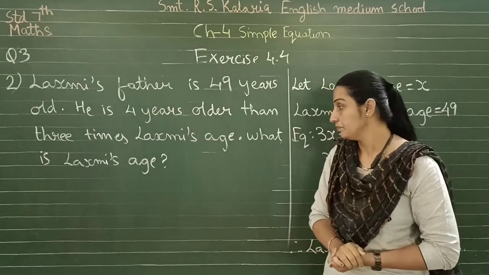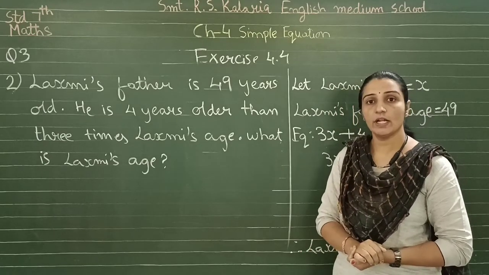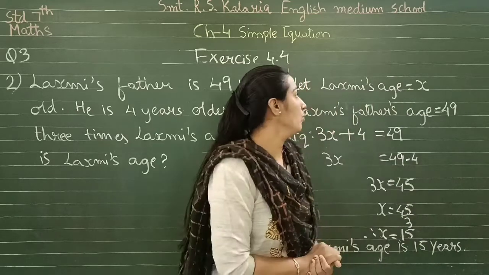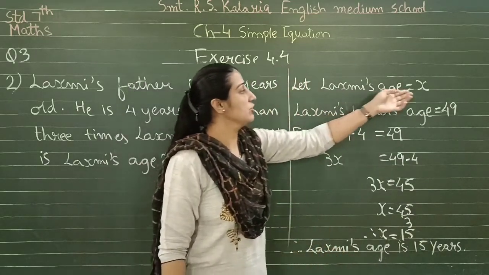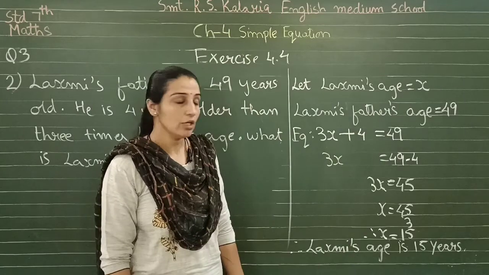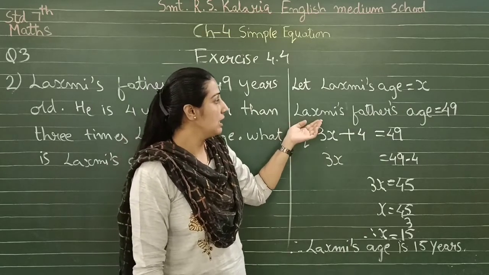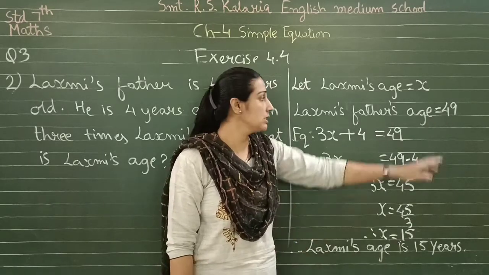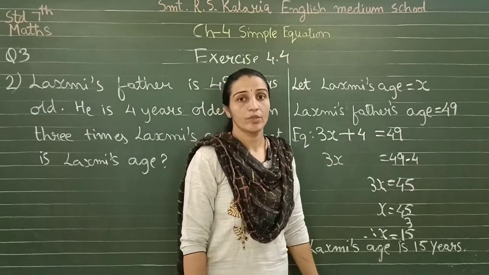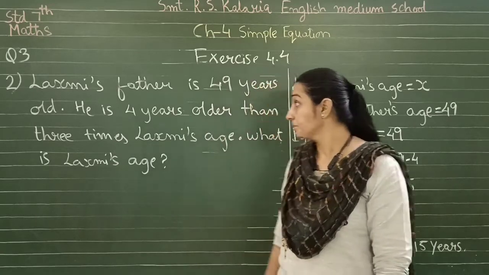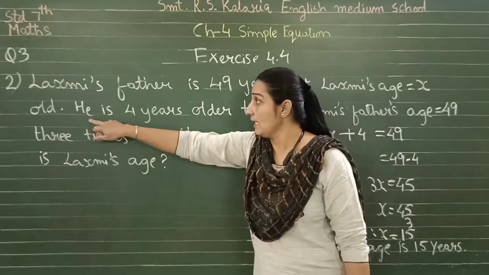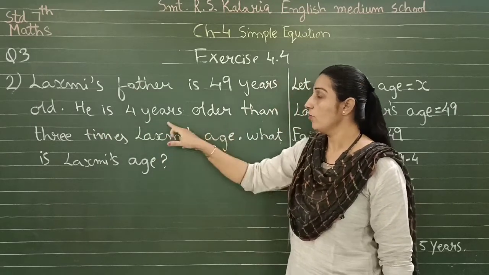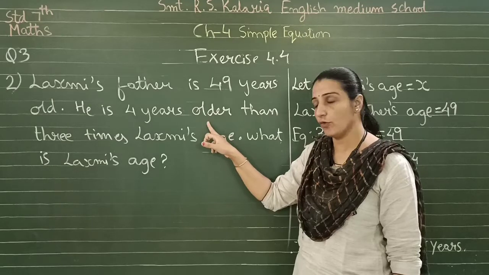Father's age. Here you are asked to find out what is Lakshmi's age. So we will start our solution with let Lakshmi's age be x. Then you are told in the question that Lakshmi's father's age is equal to 49 years. It is clearly given in the question. Then you are told that he means Lakshmi's father is 4 years older. 4 years older means plus 4.